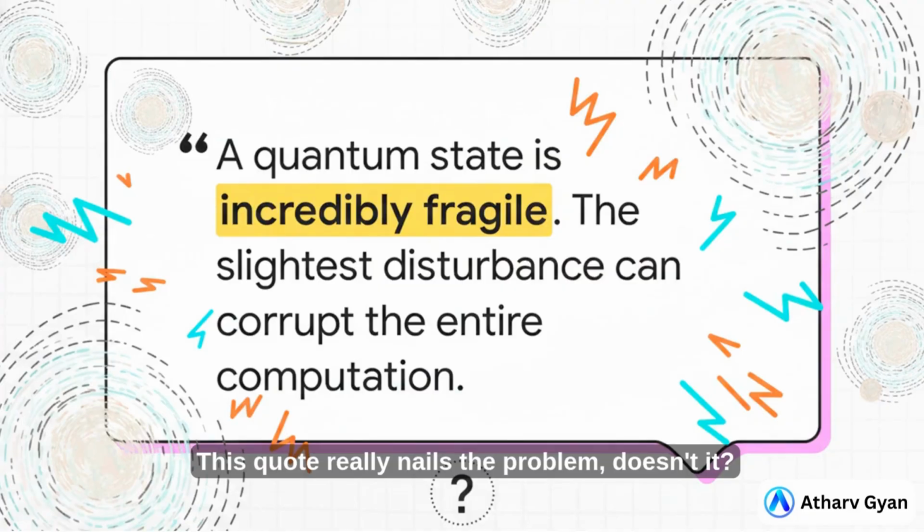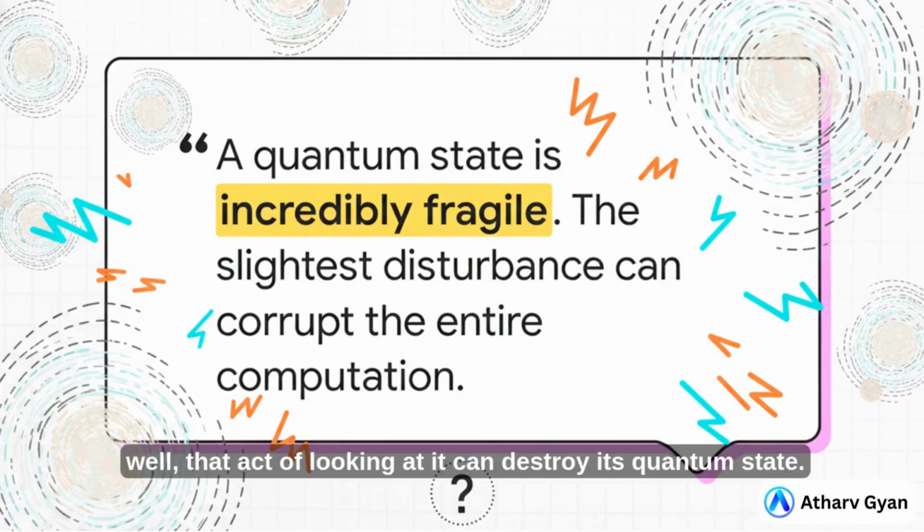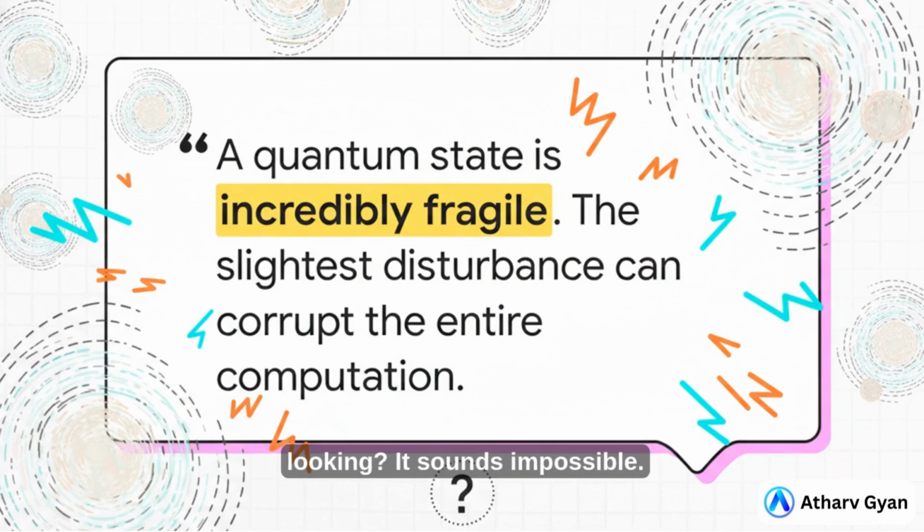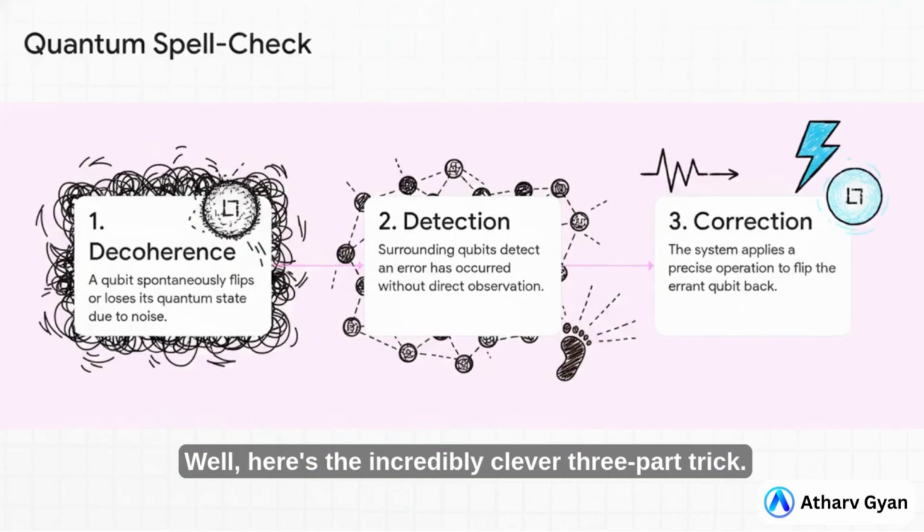This quote really nails the problem, doesn't it? A quantum state is so fragile. But here's the paradox. The very act of looking at a qubit to see if it's right or wrong, well, that act of looking at it can destroy its quantum state. So how in the world do you check for an error without actually looking? It sounds impossible. Well, here's the incredibly clever three-part trick.